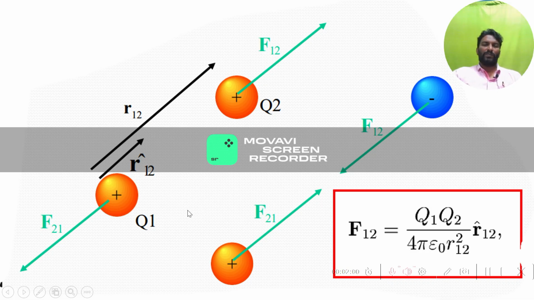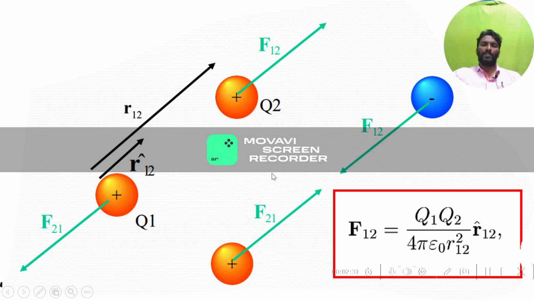If you see here, we considered two charges Q1 and Q2, which are separated by a distance R12. If I want to know what is the force acting on second charge because of first charge, that is written as F12 is equal to product of the charges in coulombs divided by 4 pi epsilon naught R12 square into R12. Here, the resultant force direction is towards Q2.